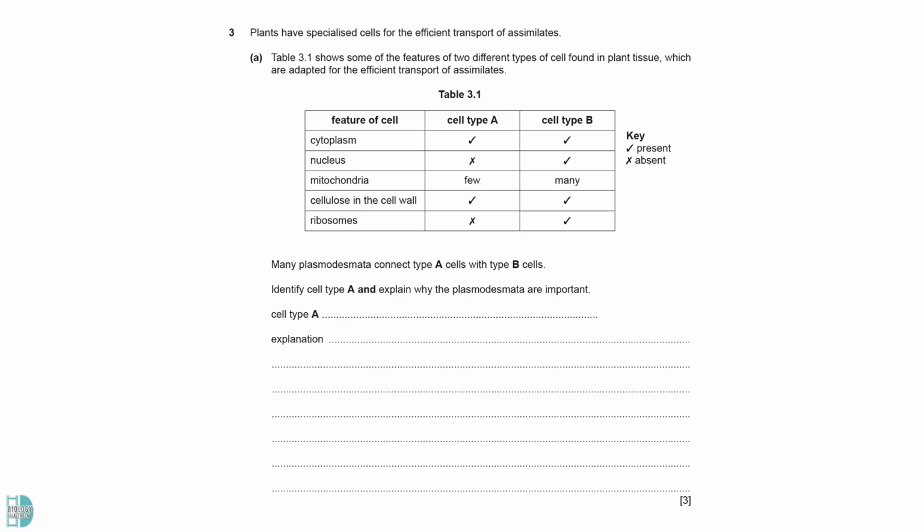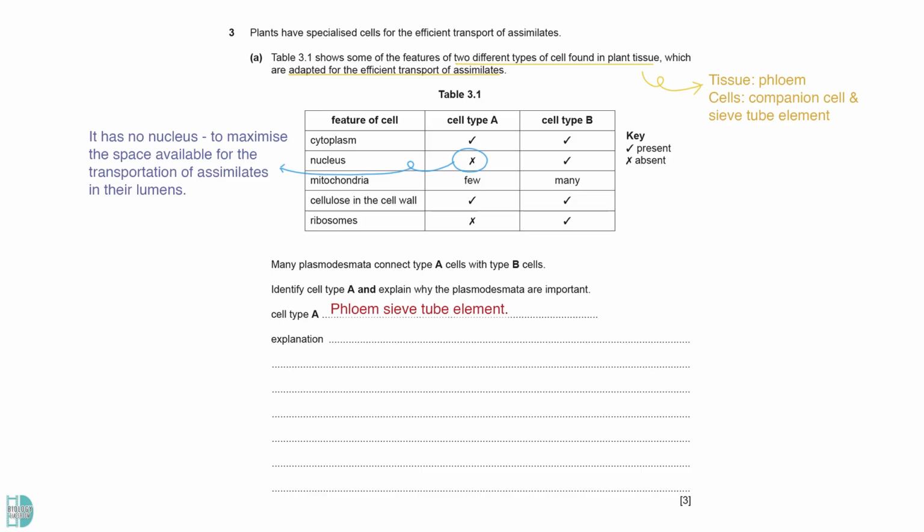3a talks about 2 types of cells in a tissue adapted for transporting assimilates. The tissue is phloem. The 2 cells that make up this tissue are the sieve tube element and the companion cell. Cell type A is the sieve tube element. We can tell from the fact that it has no nucleus. This feature maximizes the space available for the transportation of assimilates in their lumens.